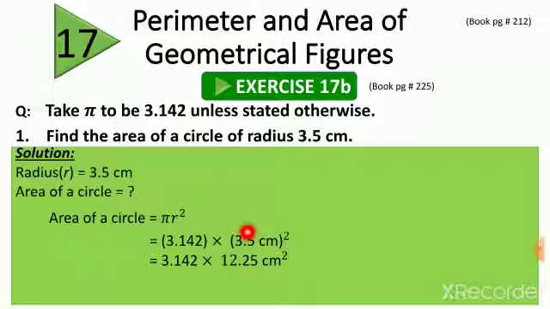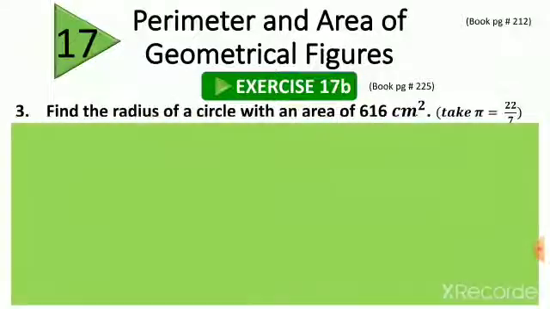Now we have got 12.25 centimeter square, so we will multiply both the values, and we have got 38.4895 centimeter square. So this is the area of the circle. The next part is: find the radius of a circle with an area of 616 centimeter square.